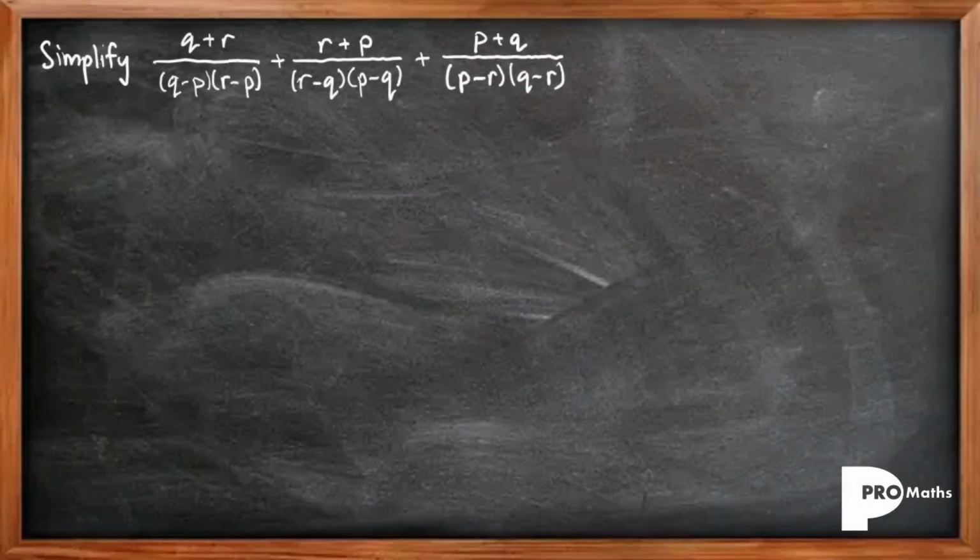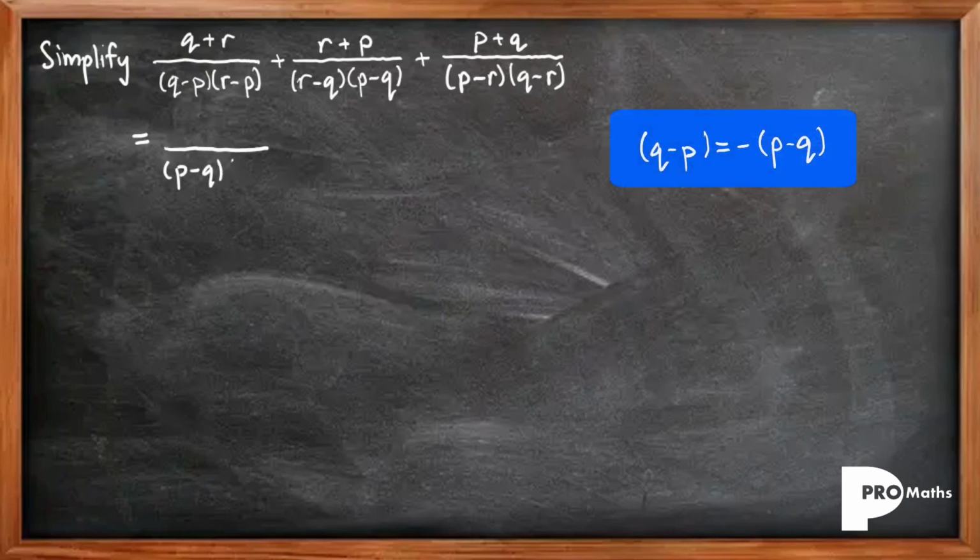Let's simplify this expression. Right now it looks a little bit messy. What I'm actually going to do to help myself is to write all the denominators kind of in alphabetical order. So I'm going to have to factorize a -1 out of both these brackets, and 2 negatives will make a positive anyway.